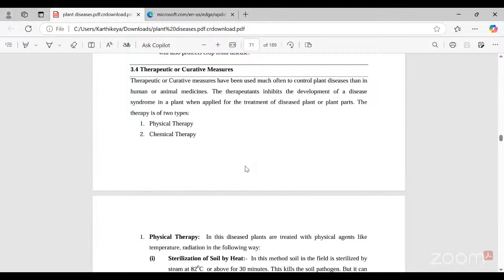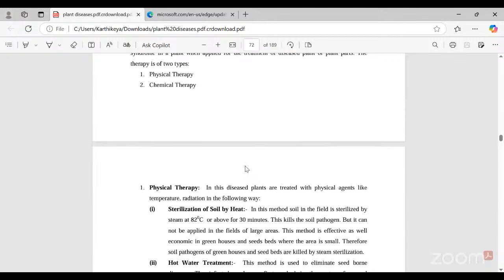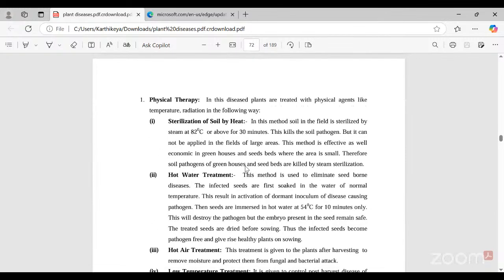Therapeutic or curative measures. Therapeutic or curative measures have been used much more often to control plant disease than in human or animal medicine. The therapeutic inhibits the development of disease syndrome when applied for the treatment of diseased plants or plant parts. There are two types: physical therapeutic and chemical therapeutic.